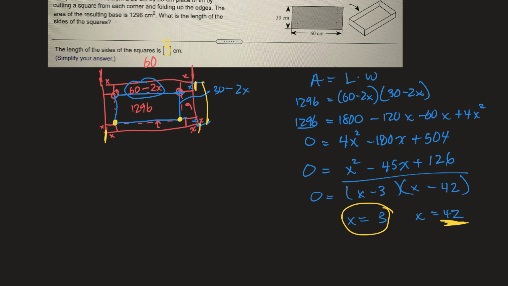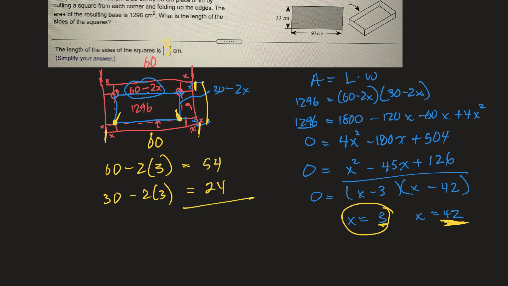I know from here to here is 60. This distance inside there would be 60 minus the two x's. And if x is 3, it'd be 60 minus 6, or 54. Same thing on the other side. I don't think they're asking you this, but if you do that, you come out to 24. And just to check, if you want, you can multiply those two, see what they come out to. It better be 1296. Hopefully that helps you with those two questions.